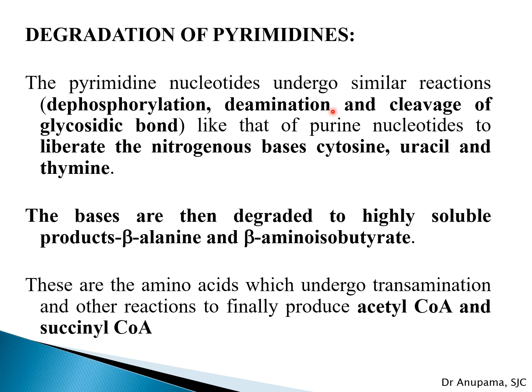Next, talking about degradation of pyrimidines. The pyrimidine nucleotides undergo similar reactions like dephosphorylation, deamination, and cleavage of the glycosidic bond, just like our purine nucleotides, and they liberate the nitrogenous bases, that is cytosine, uracil and thymine. These bases are then degraded to highly soluble products like beta-alanine and beta-aminoisobutyrate. So these are the amino acids which undergo transamination and other reactions to finally produce acetyl-CoA and succinyl-CoA.